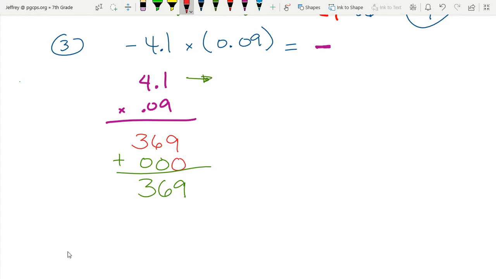So before anything else, let's count the number of decimal places right here. Let me use red. How many decimal places do we have after the decimal? How many places do we have after the decimal point? That's 1. 1 decimal place. Right? And then how many in here? 1, 2. So we got 2 decimal places.